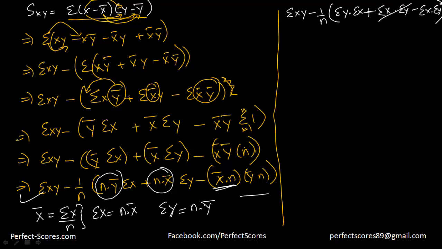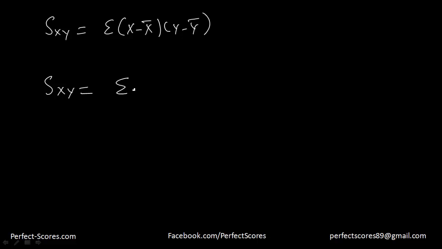And as you know, this and this will cancel out with each other, so I'll have the value of Sxy equal to summation of xy minus summation of x into summation of y over number of terms. So you can say S of xy is equal to summation of (x minus x bar) times (y minus y bar), or you can even say that Sxy is equal to summation of xy minus summation of x times summation of y over the number of terms.